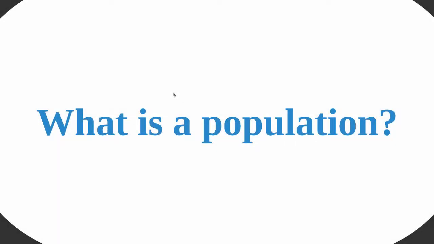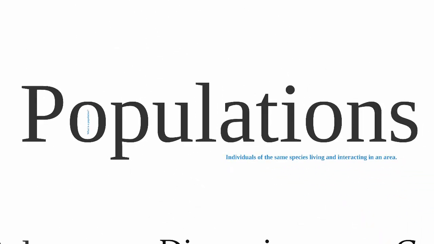Okay. Hi, folks. I would like to take just a little bit of time here and talk about the basics of population ecology. And I think it's important to start with the question of what do we mean by population? A population is a group of individuals of the same species living and interacting in an area. And population ecologists tend to study things like growth, dispersion, and life history.